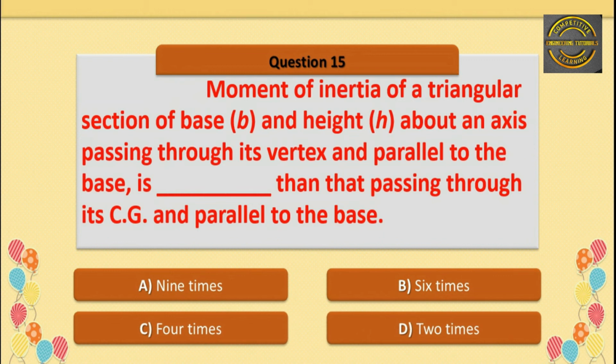Question number 15. Moment of inertia of a triangular section of base B and height h about an axis passing through its vertex and parallel to the base is how many times that passing through its centroid and parallel to the base, option A is correct, 9 times.